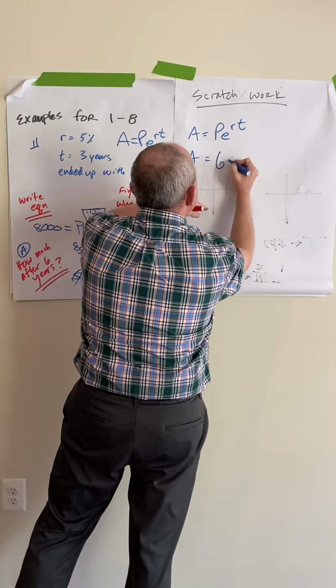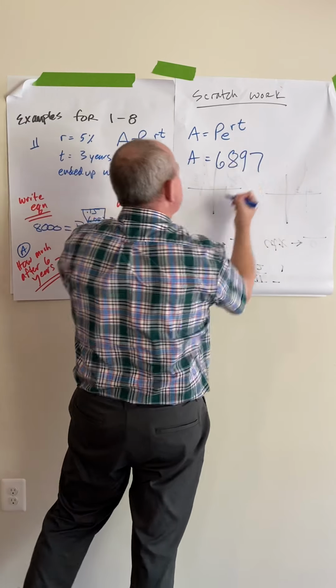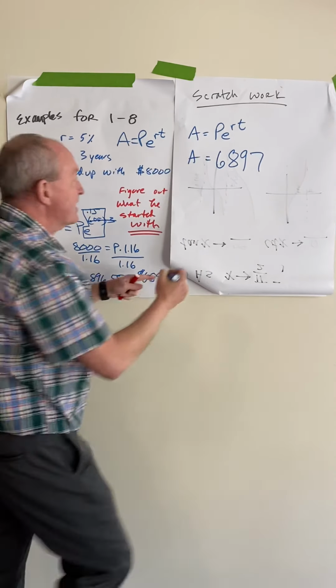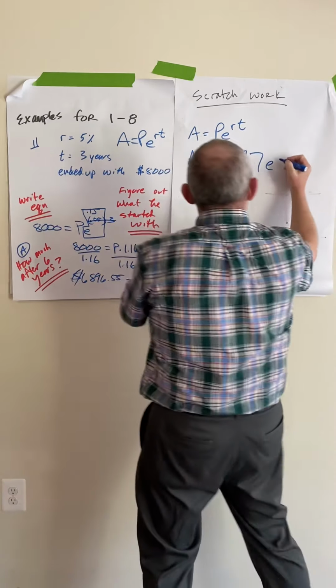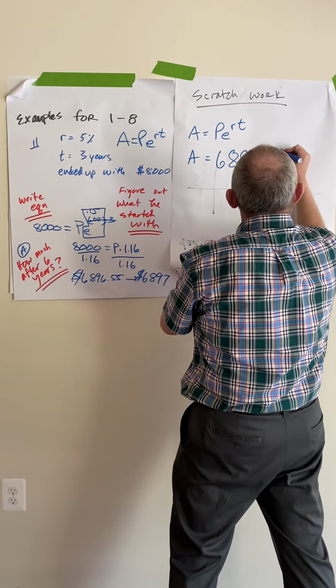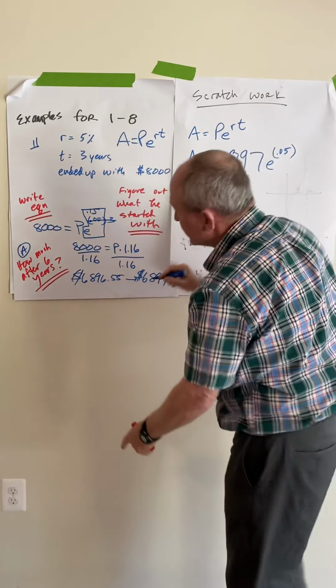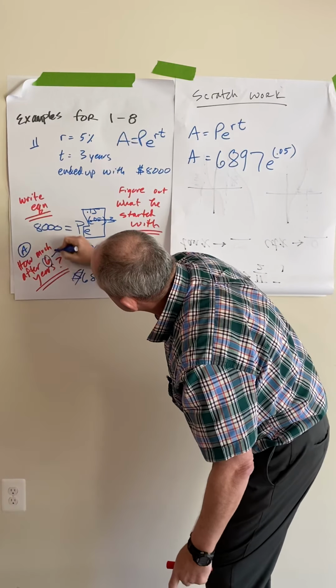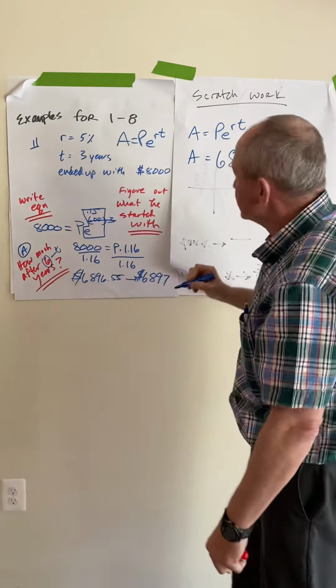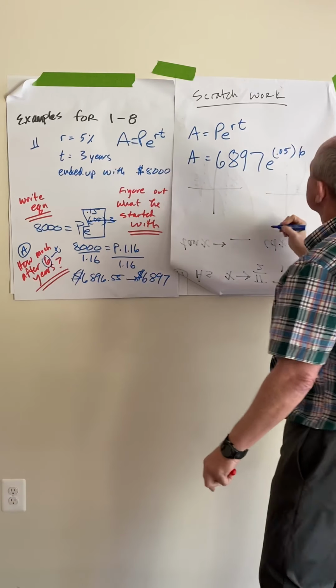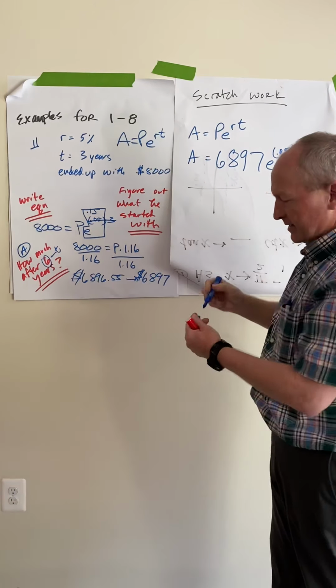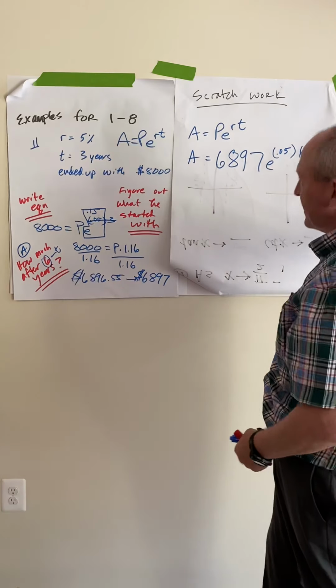$6,897. So $6,897 times e to the r, that's 0.05, t, and t this time is 6 years. So t is 6. So they put a 6 right there. Okay, now I just got to do some math. I got to crank that out on my calculator.